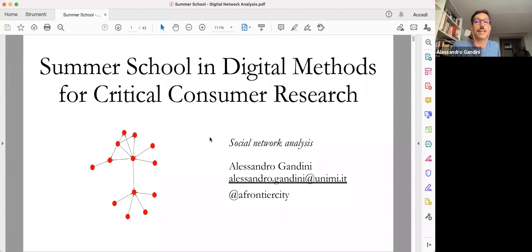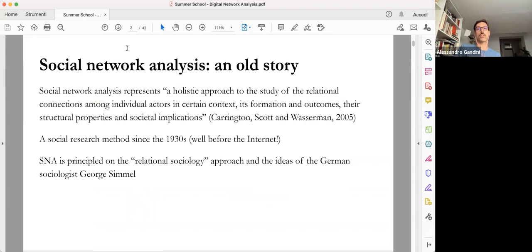And this connects very nicely, as I'm hoping you will realize at the end of the morning, also with the things that Lucia and Ilir will show you later. So social network analysis. I'm sure, as I said, some of you already are familiar with it. Social network analysis actually is a very old story. It's a technique of data analysis that dates back a long time ago. It's been a social research method to a degree since the 1930s.